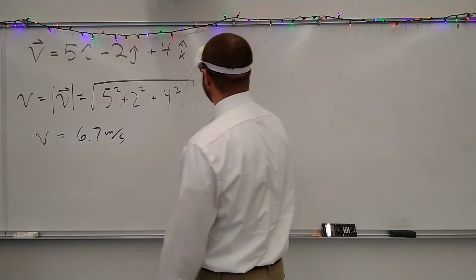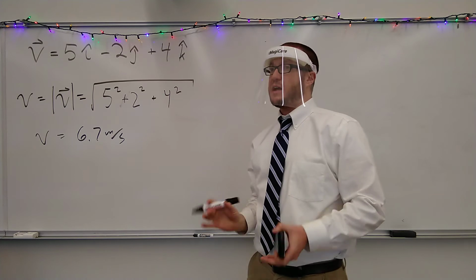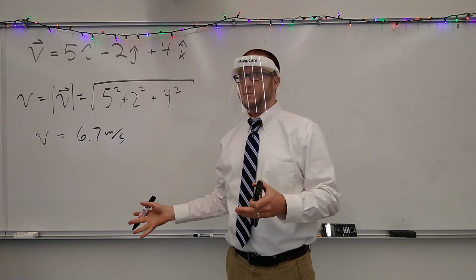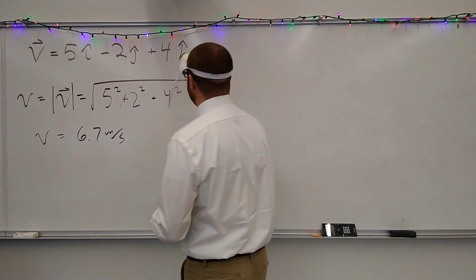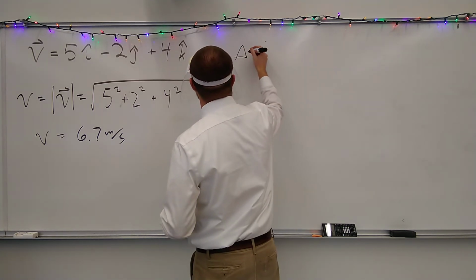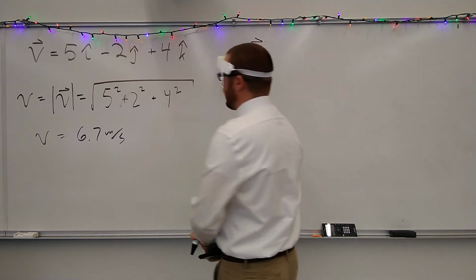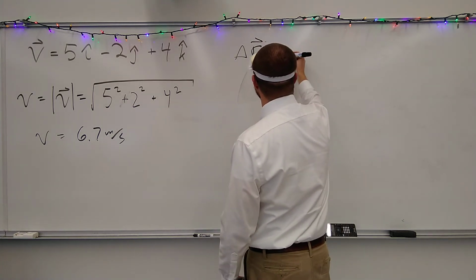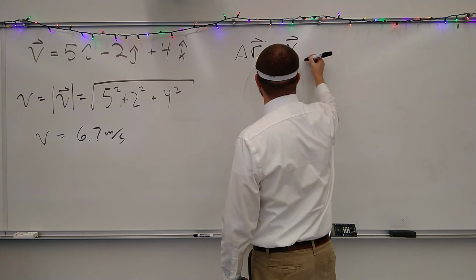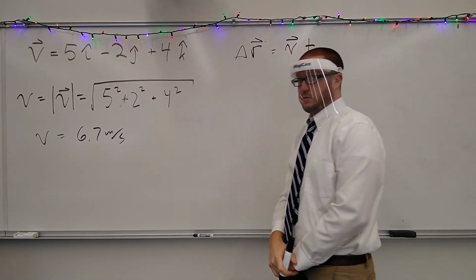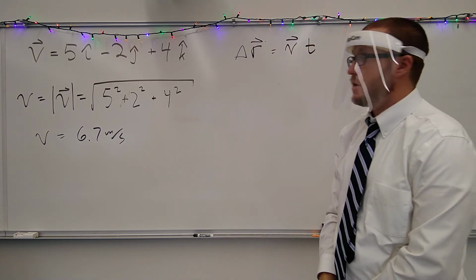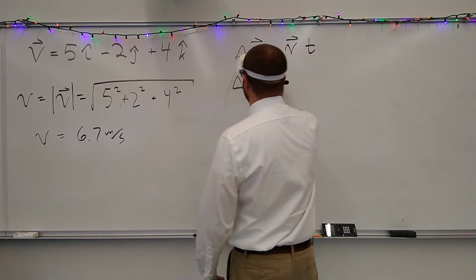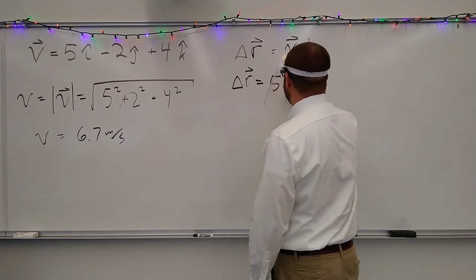So displacement, now you can't use delta x for displacement because we have delta x, delta y, and delta z, right? So what we end up using for displacement is delta r. Delta r is displacement. Displacement vector is equal to the velocity vector times time. All right? We can literally put in 5 i hat.